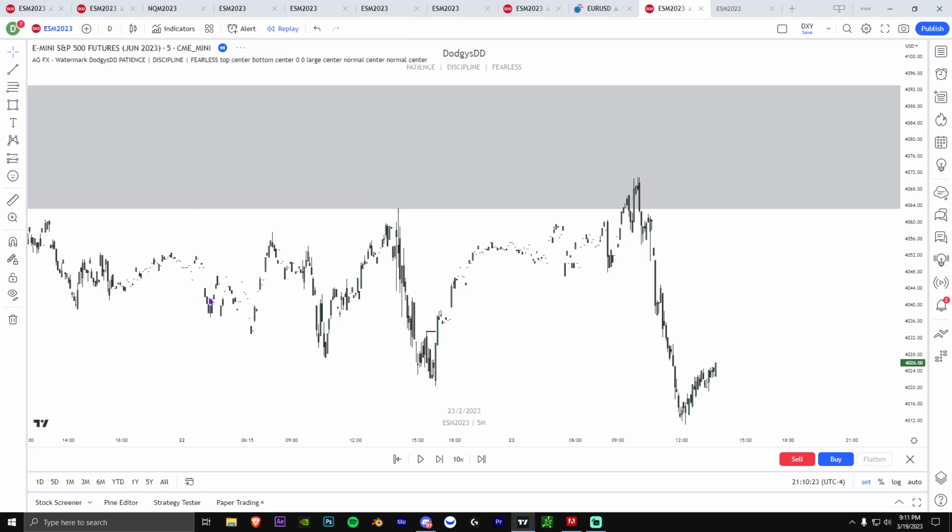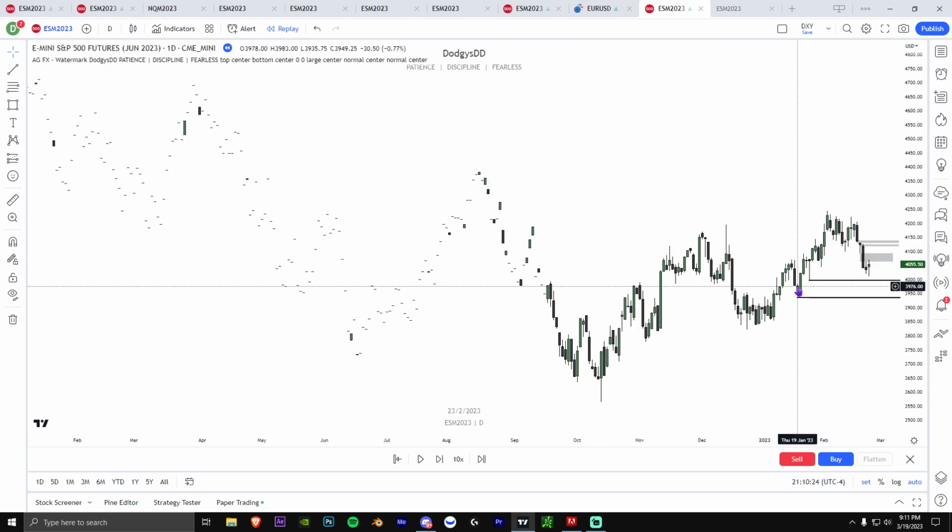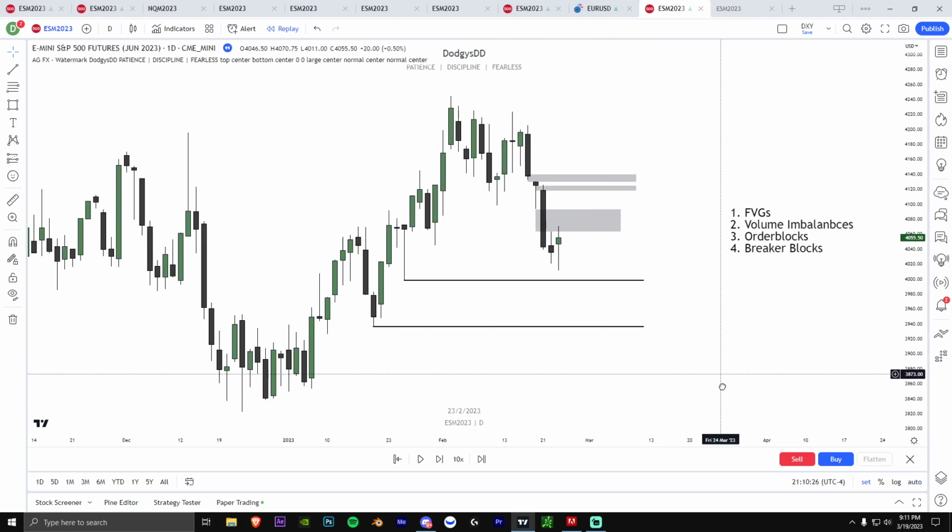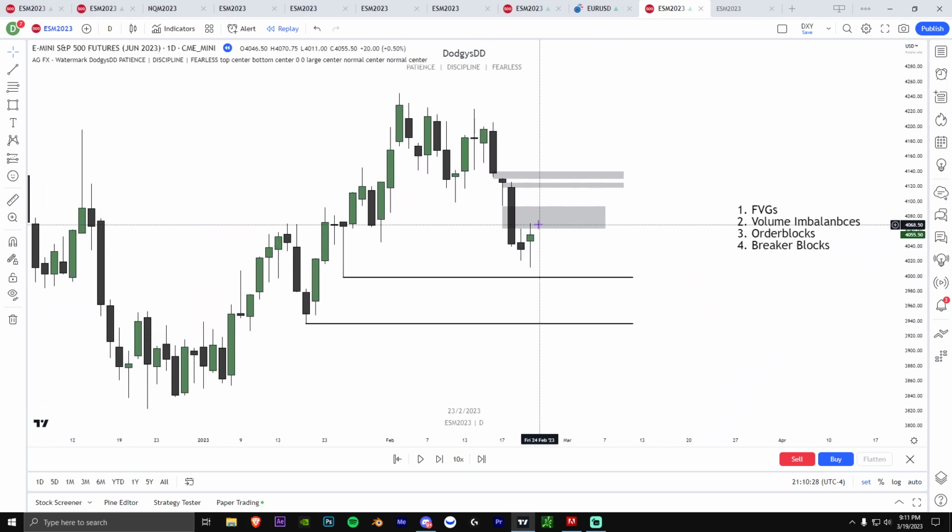So if we go back to the daily, okay, so now this is where we get in the daily fair value gap. And not only can you use these daily fair value gaps as a draw on liquidity, you can also use them to say this, okay?